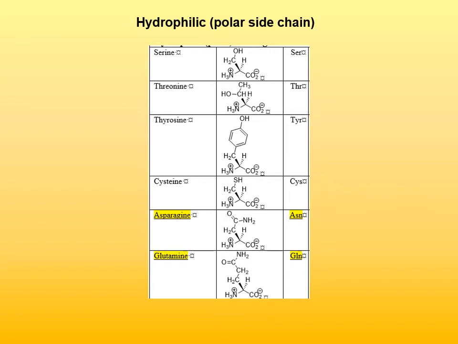While these groups are polar, they are not charged. So they are only polar but not charged. So you can see that serine and threonine are two alcohols, two typical alcohols. Tyrosine is a phenol. So it has hydroxyl group attached to aromatic ring. And then cysteine, as I mentioned, has mercapto or thiol group. And finally, we have two amides, asparagine and glutamine.